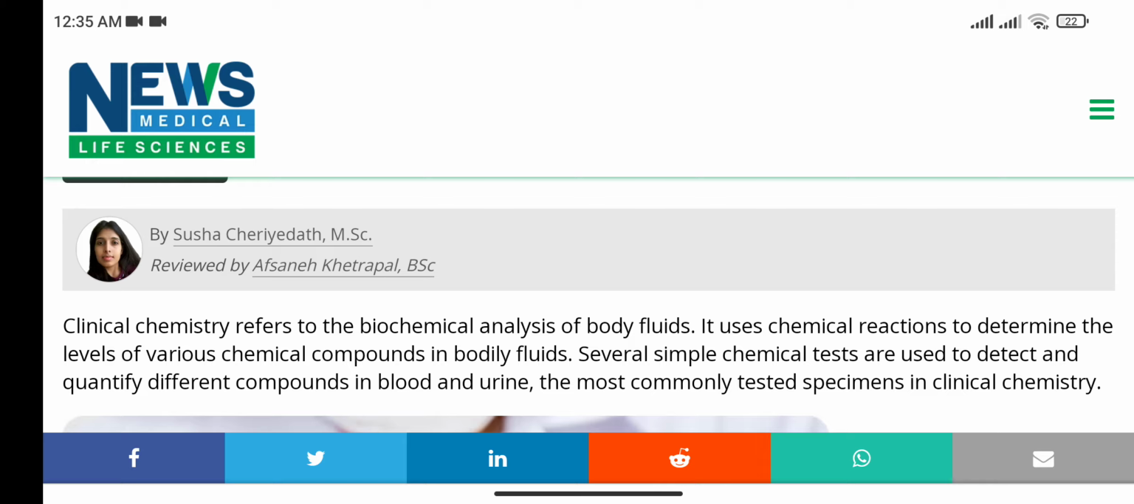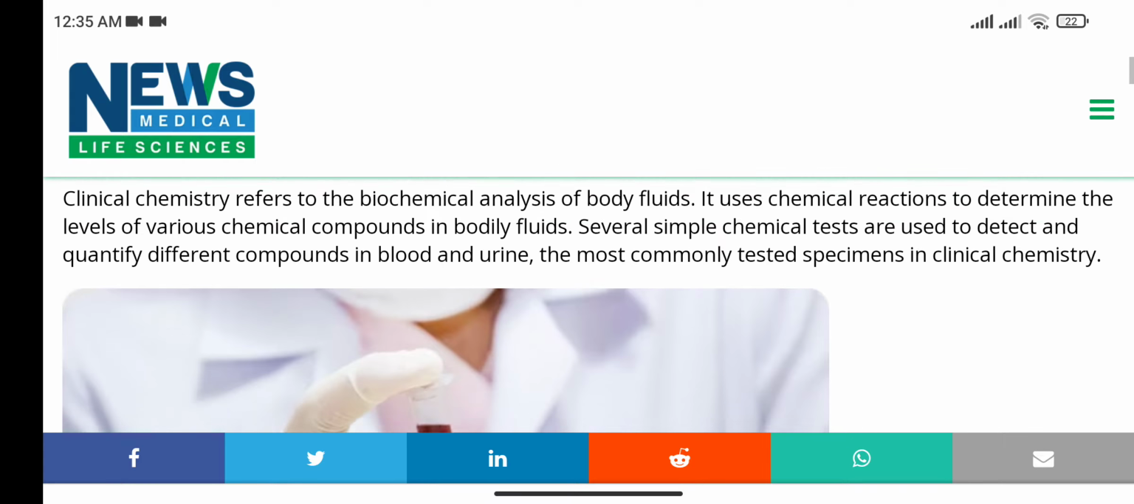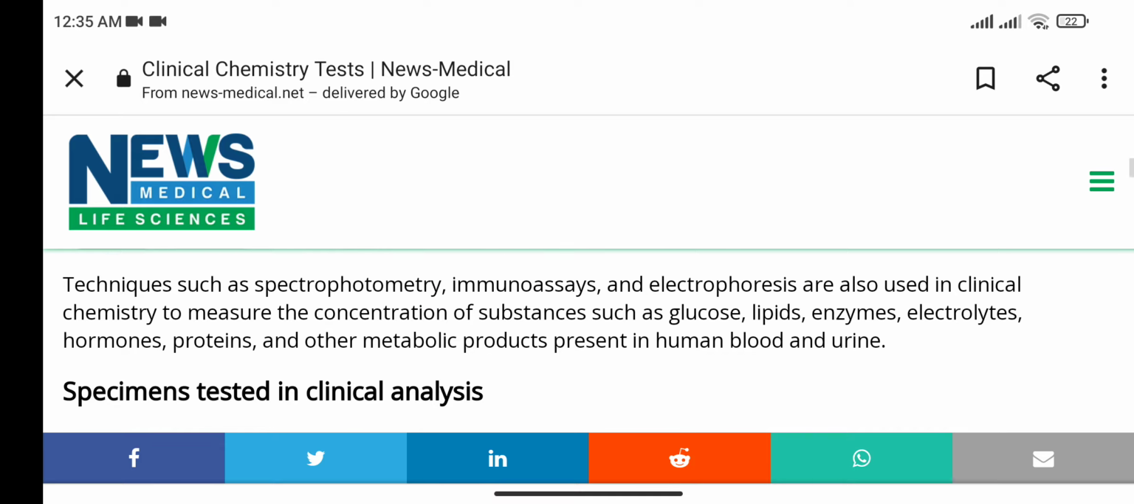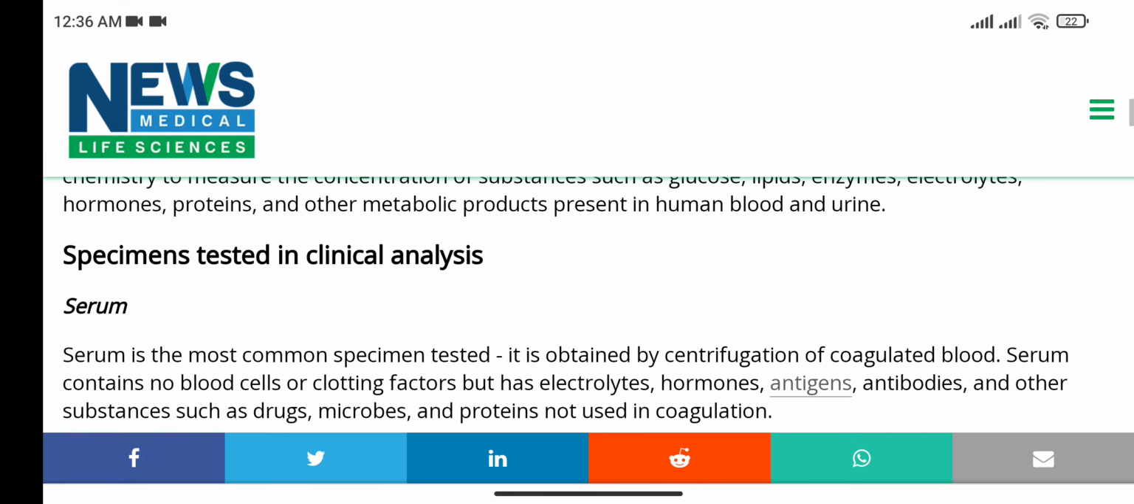The most commonly tested specimens in clinical chemistry. Techniques such as spectrophotometry, immunoassays, and electrophoresis are also used in clinical chemistry to measure the concentration of substances such as glucose, lipids, enzymes, electrolytes, hormones, proteins, and other metabolic products present in human blood and urine. Specimens tested in clinical analysis.